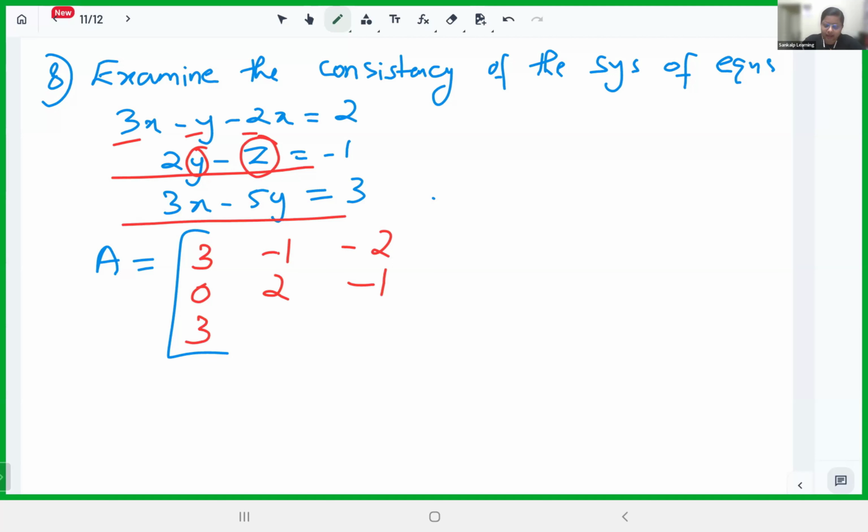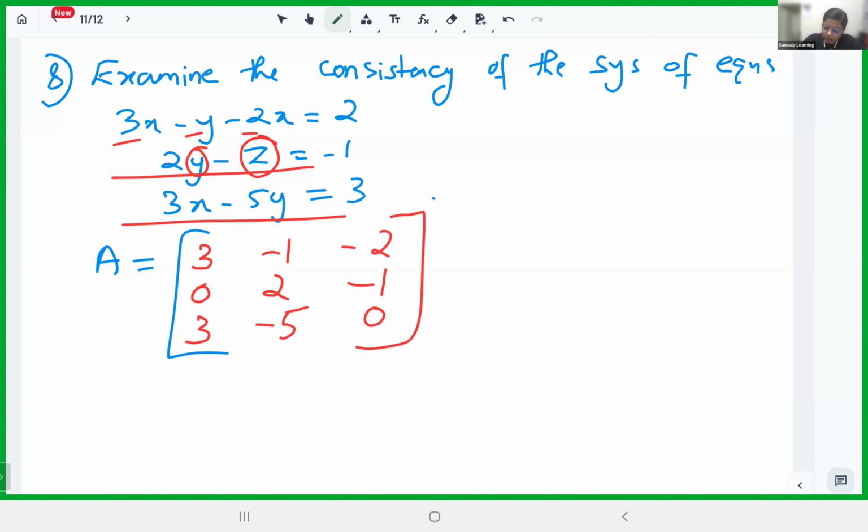What is the coefficient of y? It is minus 5. And is there any coefficient for z? There is no term related to z, so the coefficient is 0. So this is how you write the matrix A from a given system of linear equations.